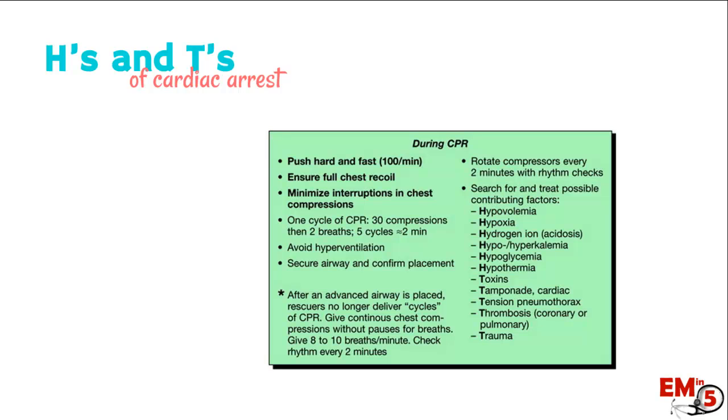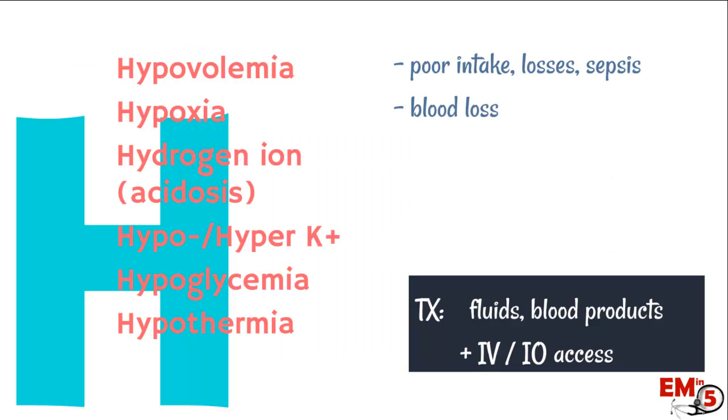Basically, it's a list of things that might be contributing factors towards the arrest and things that you can actually treat to try to get the patient back again. So it's a good differential to go through as you're running the code. I'm going to go through the H's and then the T's just briefly, and then I want to give you another method of thinking through this differential, just because I think it's sometimes hard to come up with the H's and T's since they all start with the same letter. So we'll go through that at the end.